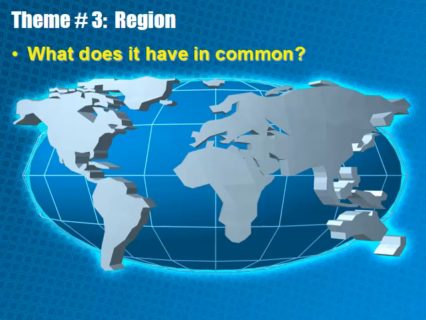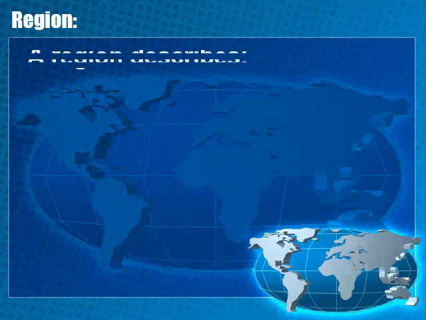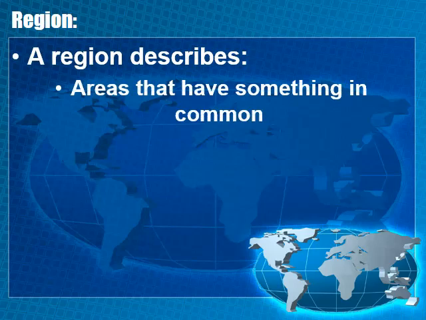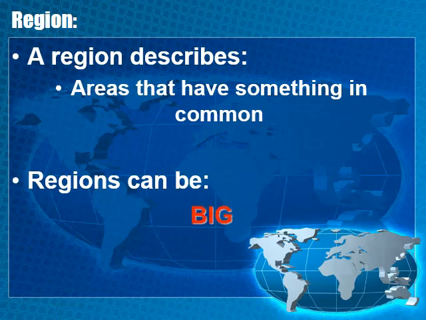The next theme of geography is called region. Region answers the question, what does one place have in common with another? Or what makes one place unique? A region is going to describe areas that have something in common. Regions can be big or they can be very small.